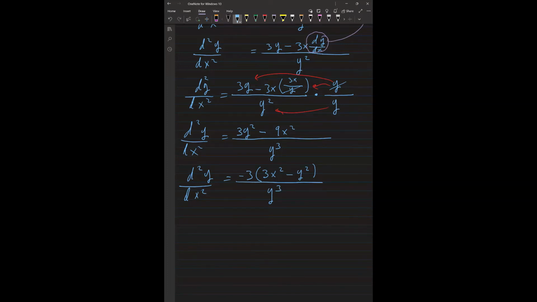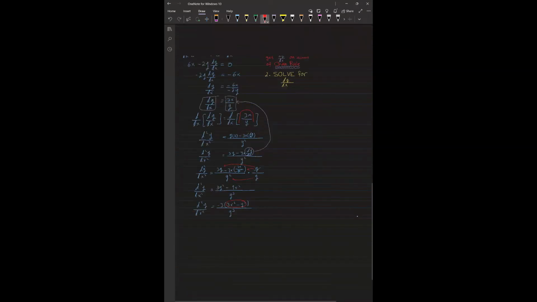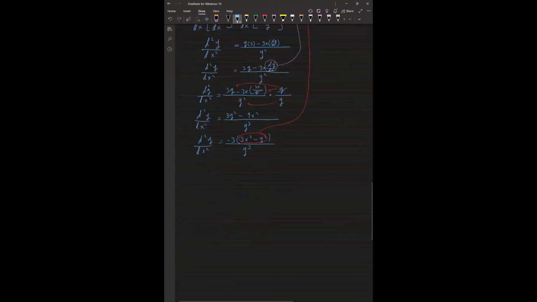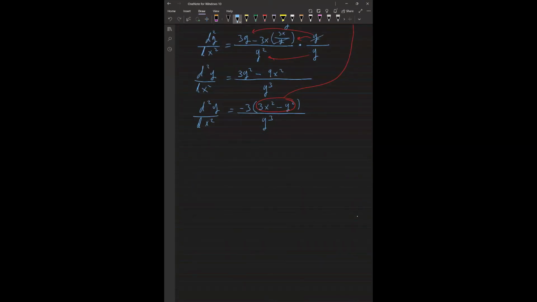Now, where do I see this? This looks familiar, doesn't it? I feel that I've seen it somewhere. Where did I see it? I saw it all the way up there. Isn't that cool? So 3x squared minus y squared is equal to 16. So we're just going to substitute that, just put 16 in here.